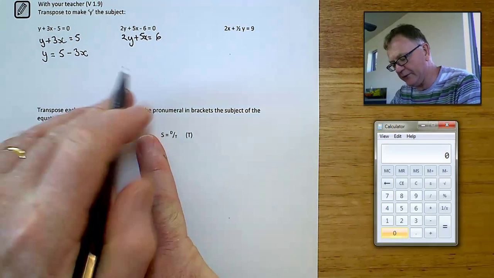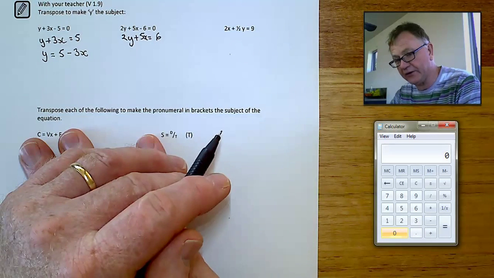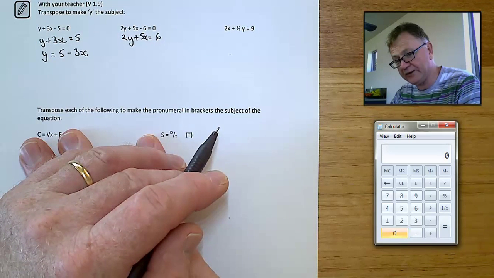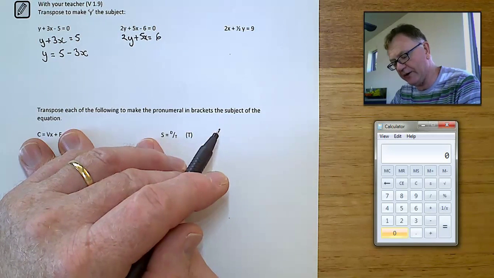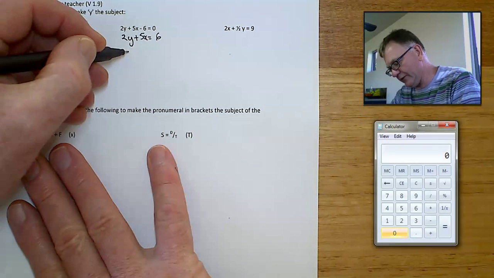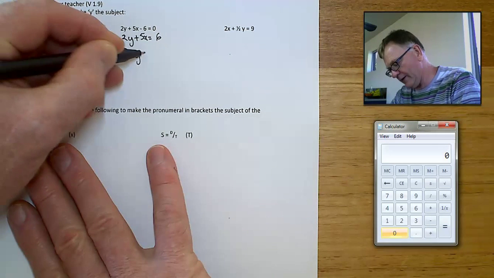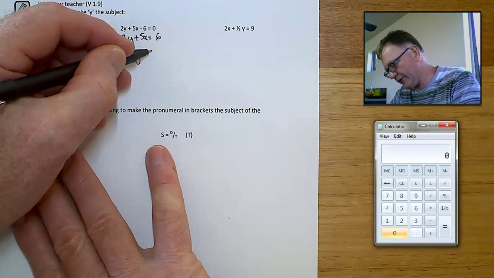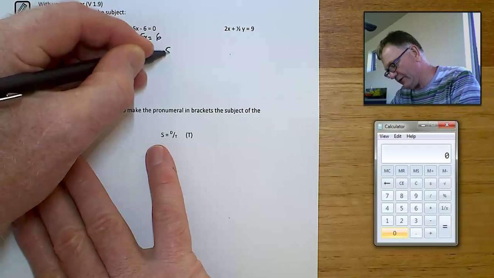Now I need to get rid of this 5x, and I can do that by doing the opposite of plussing 5x, which is taking away 5x. Take away 5x from both sides, from this side, and I'll just be left with 2y. And I've got to take away 5x from the other side as well, so it equals 6 take 5x.